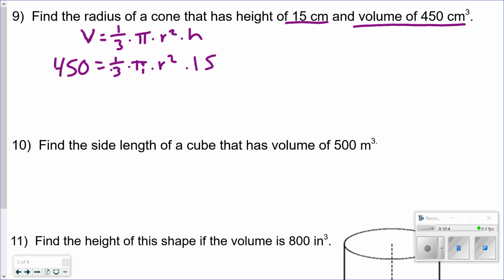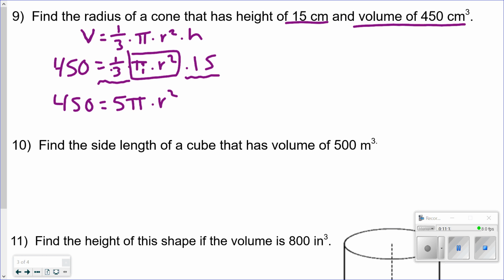All right. Well, I have this 1/3, and I'll underline it, and 15. Since I'm multiplying, I can multiply 1/3 and 15 together, or 15 divided by 3, and we know that simplifies to 5. So let's write that out: 450 is equal to 5, and then we still have the pi times r squared. The goal here is to get r by itself.